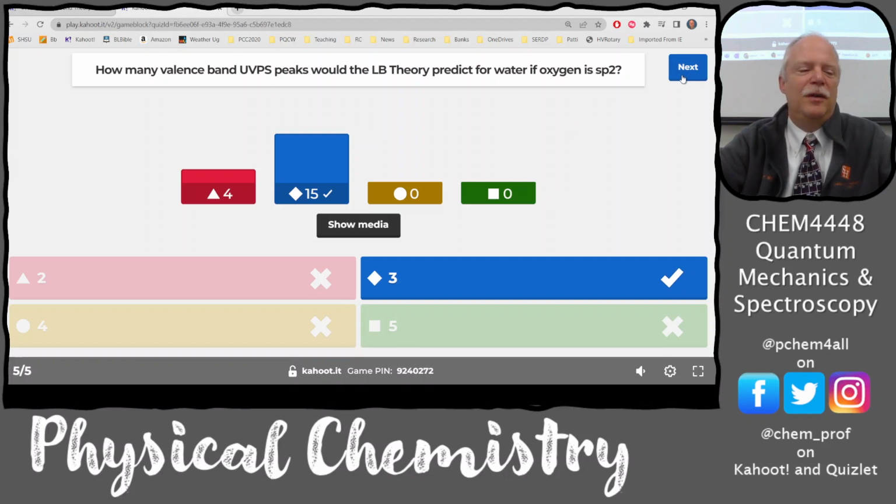I put this Kahoot in because there's one question on the homework about, here's a molecule, how many UV PES peaks would be predicted, and people would always ask me, I don't understand how to do that part. So I put the Kahoot in just for you to practice here in class. Are there any questions on these?